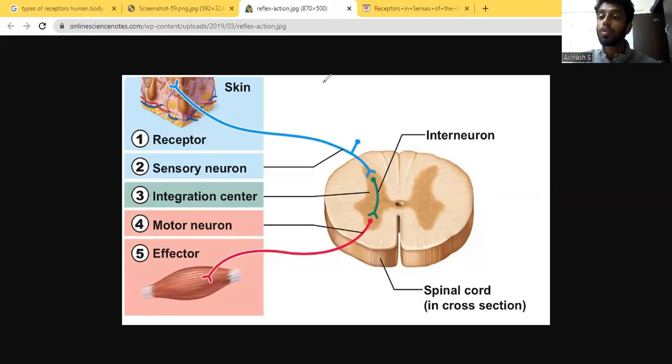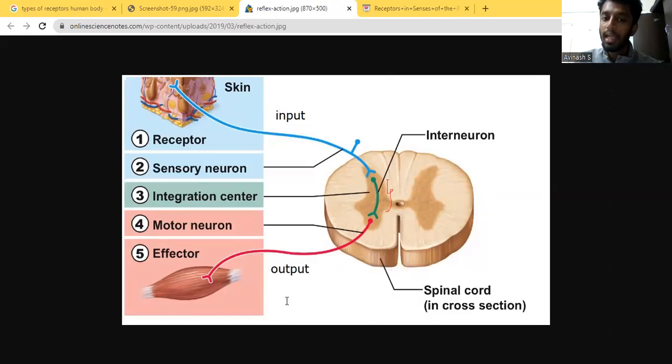Now this information should be processed. What I mean by processed is, for example, if I'm touching a hot candle, I have to remove my hand. That removing of my hand is processing. The brain or the spinal cord has to take the decision of removing your hand or maybe letting the hand be there for some time. So that is nothing but the interneuron. The interneuron is nothing but a connection between the input and the output.